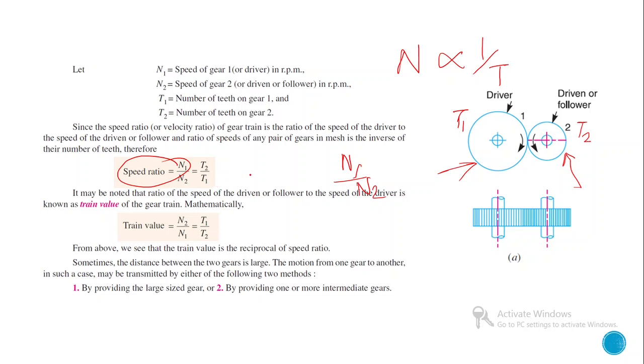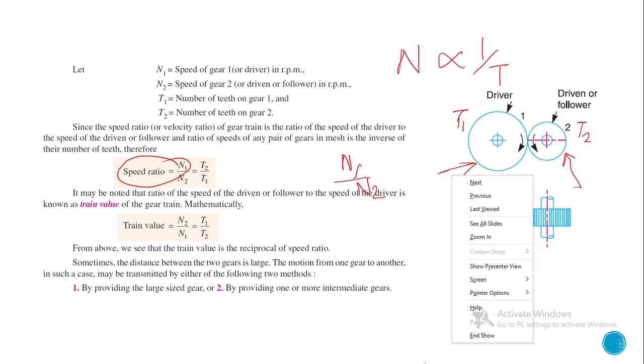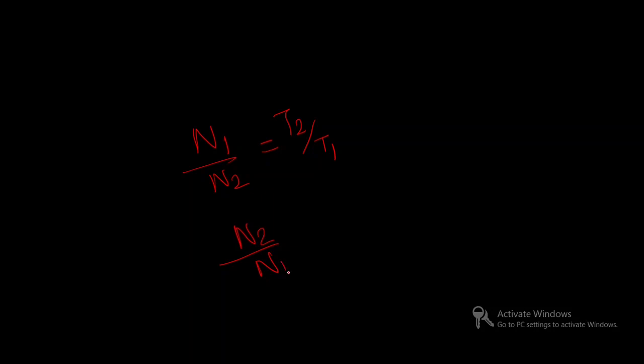This is the case of speed ratio. Speed ratio is equal to N1 by N2, that is equal to T2 by T1. And train value is just the inverse of this, N2 by N1. N2 by N1 is the train value, and that is equal to T1 by T2. This one is the train value, and the other one represents the speed ratio.